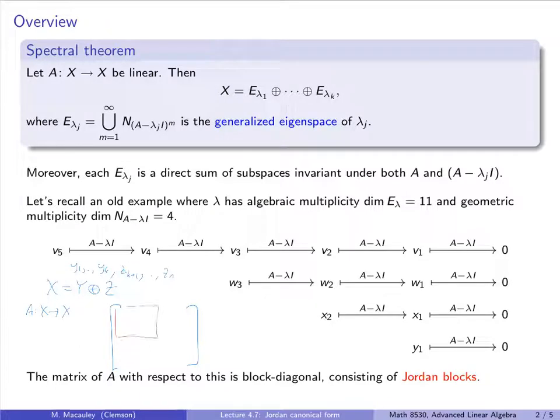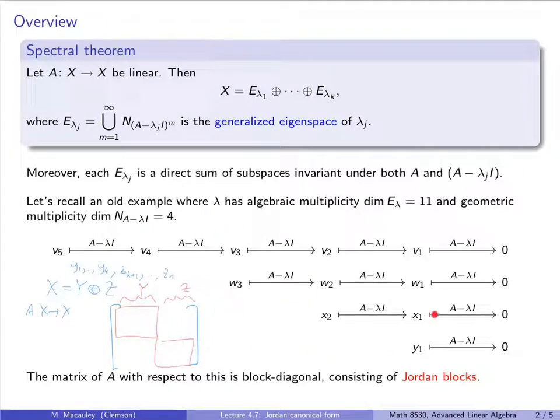So we're going to have 2 blocks, one of them corresponding to the basis for Y and the other one corresponding to the basis for Z. And the basis for X is just the union of these 2 bases. And when I say block diagonal form, it's going to be zeros outside of these blocks.